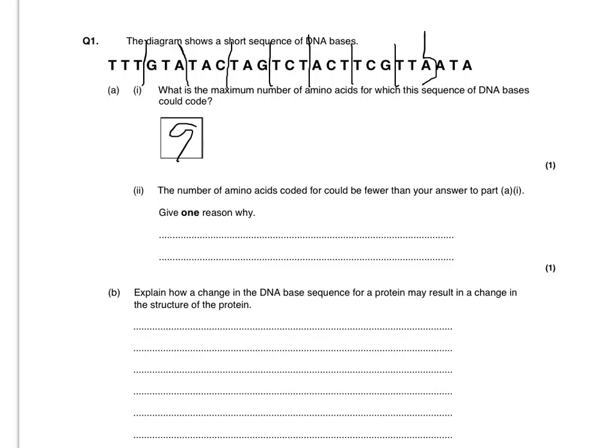The next question. The number of amino acids coded for could be fewer than your answer to part A, part 1. Give one reason why. Well, you have to remember about introns, which are non-coding DNA or junk DNA.